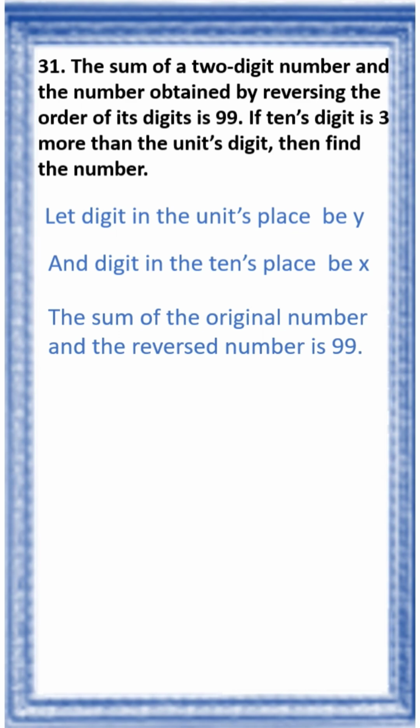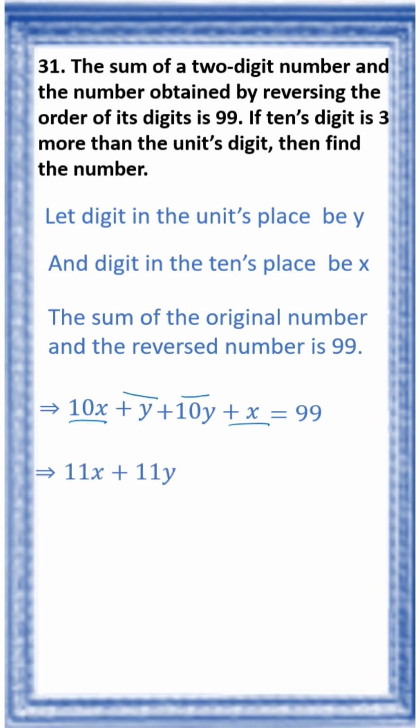Then the number is 10x plus y. The sum of the original number and the reversed number is 99. The original number is 10x plus y, the reversed number is 10y plus x. If you add these two numbers, you get 99. 10x plus x is 11x, y plus 10y is 11y, equal to 99. It implies that, dividing by 11, x plus y is equal to 9. Let this be equation number 1.